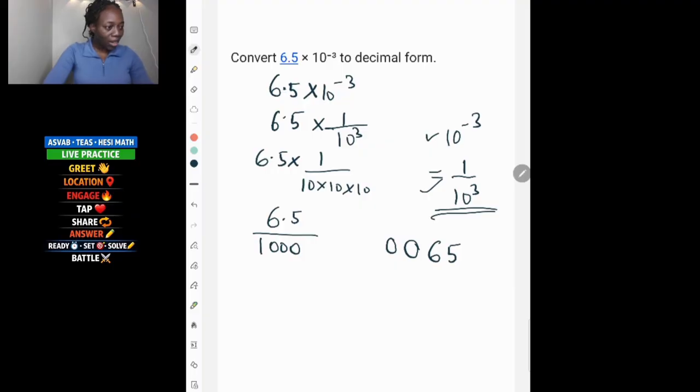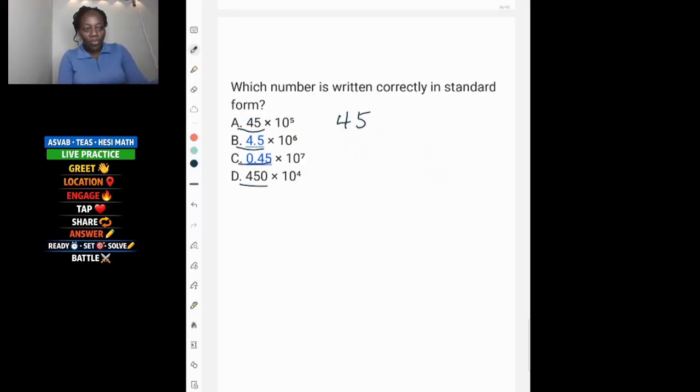and check. Let's start from here. 1, 2, 3. 0.45 and so on.